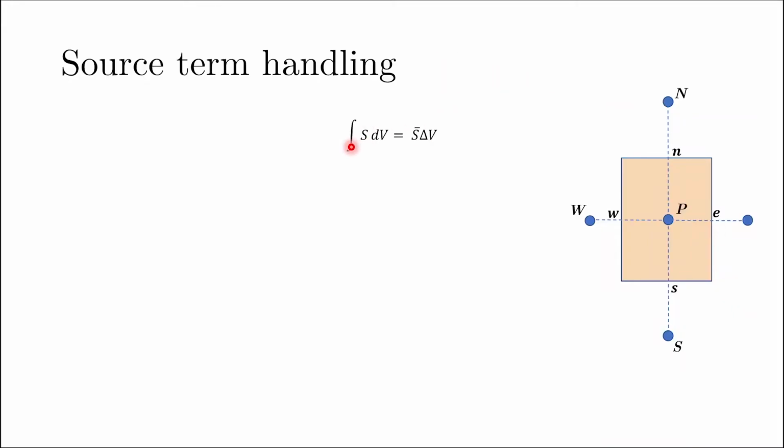Once we do that, previously our problem was about getting the integral, but now our problem is about getting the source term's magnitude here, which is S bar. Here we can have multiple kinds of scenarios.